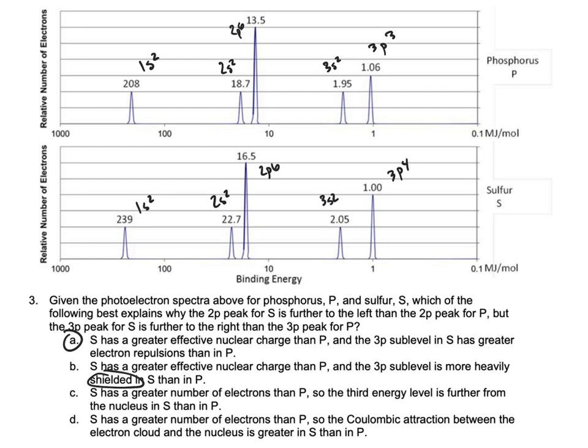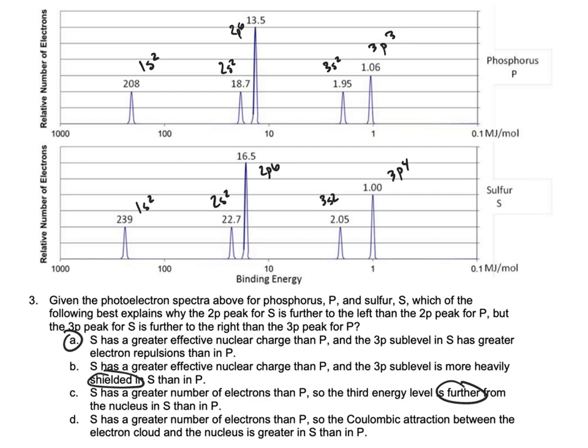Option C talks about S having a greater number of electrons than P. And once again, I agree with the first half of that statement. But if something has more electrons than something else and they're in the same row of the periodic table, then it has a stronger effective nuclear charge. And it would be closer to the nucleus, not further away. And if something's closer to the nucleus, you'd expect it to be higher energy. But as you can see, it's slightly less energy than its counterpart phosphorus.